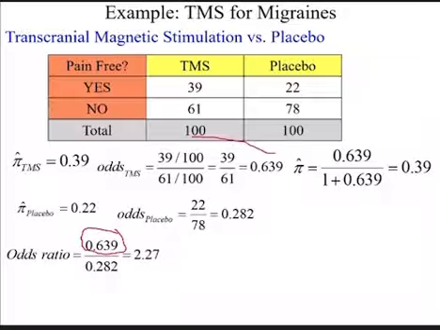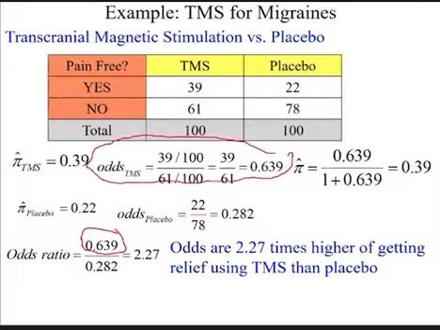The odds ratio is actually the hard part for the TMS, which is the one I put on the top. Now, when I put something at the top and the ratio is greater than 1, then what I put on the top is bigger, right? Okay. Now, what does that mean? That is the interpretation. It means the odds are 2.27 times higher of getting relief using the TMS than the placebo. That is the odds of getting relief. That is what that means.